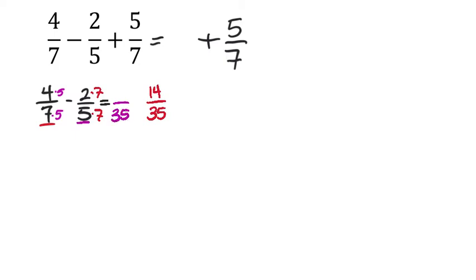Remember, it's not necessarily required when you're doing this type of work to have the lowest common denominator. We just need common denominators. So 4 times 5 in the numerator is 20. And now when I subtract with common denominators here, I have in 35ths, 20 minus 14 in the numerator would be 6. 6/35. So then I get 6/35 plus 5/7.